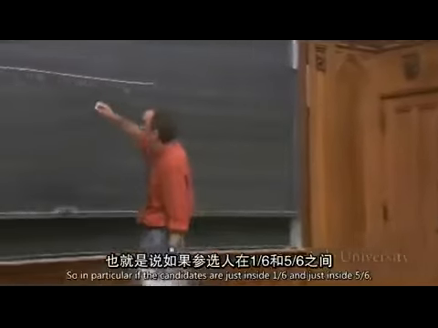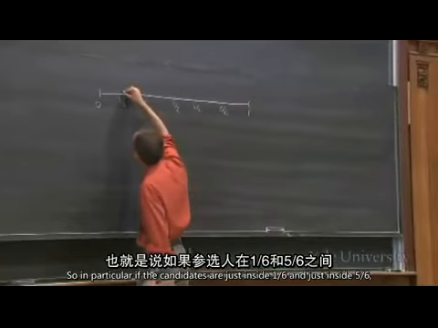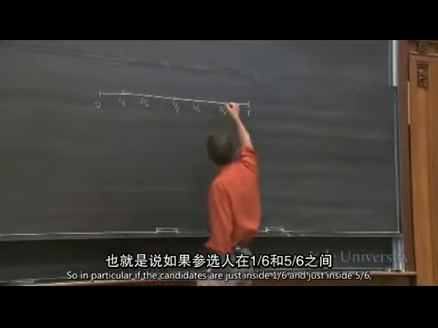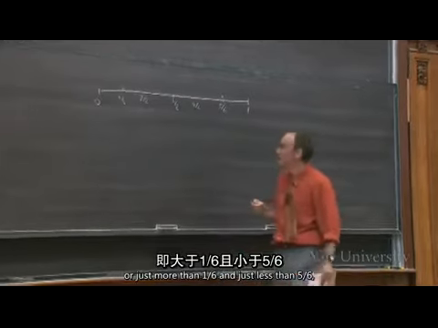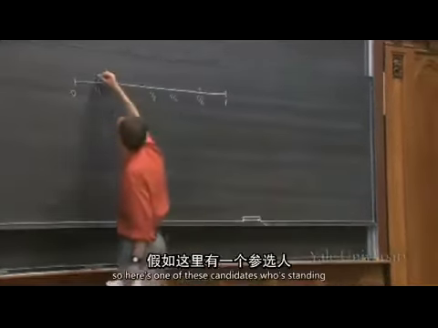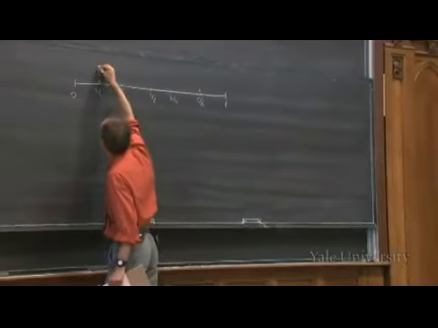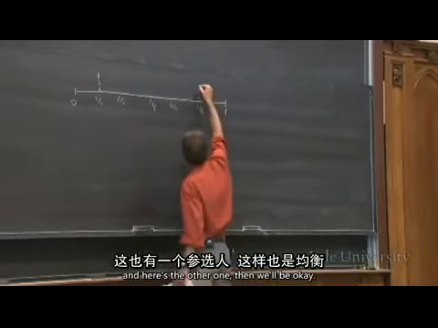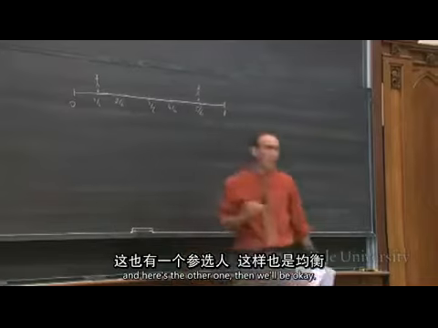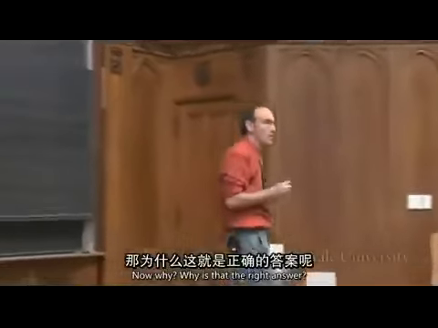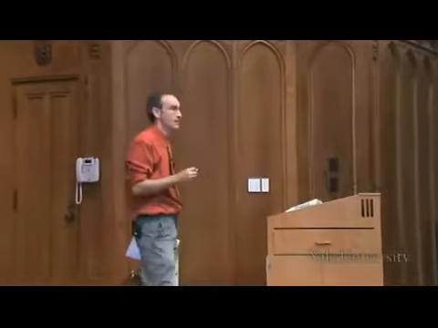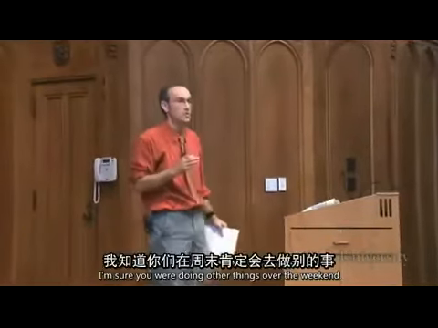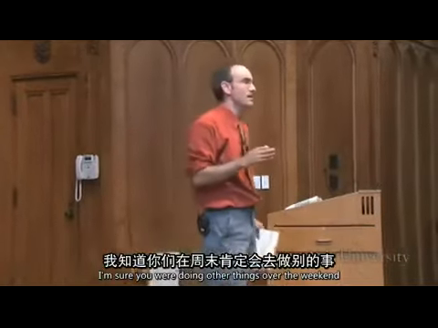All right? So in particular, if the candidates are just inside, I'll put them just there, a sixth, and just inside 5/6, so just more than a sixth and just less than 5/6. Right, so here's one of these candidates who's standing, and here's the other one. Then we'll be okay. Now, why is that the right answer? Anyone want to try a guess? This was the question I sent you over the weekend. I'm sure you were doing other things over the weekend, but nevertheless, why is this the answer?